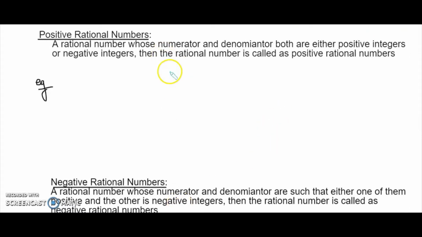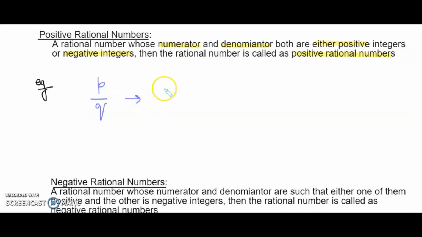So positive rational numbers are those rational numbers in which the numerator and the denominator both should be positive or they both should be negative. Then it is called a positive rational number. Again, a rational number can be shown in p by q form, right? So the p and the q both should be negative or both should be positive.